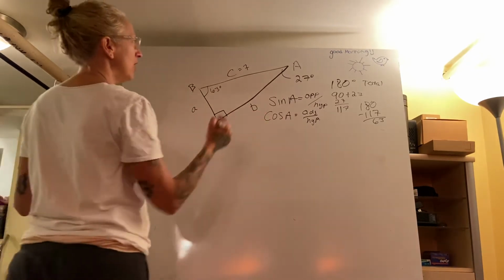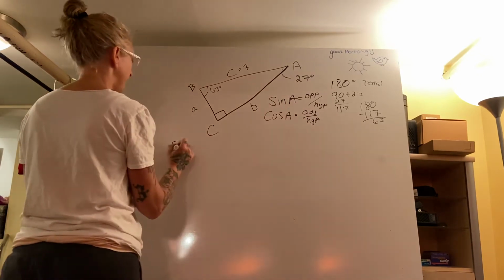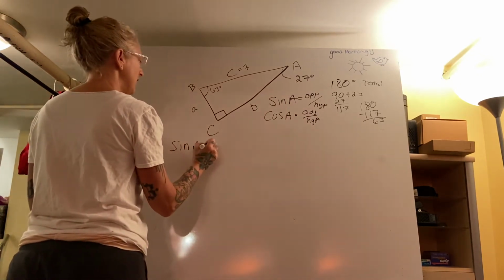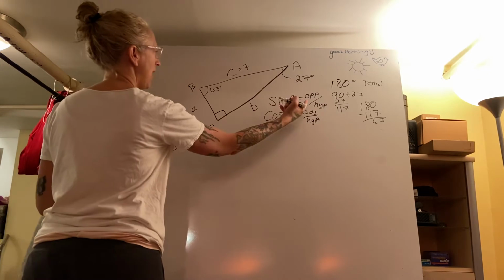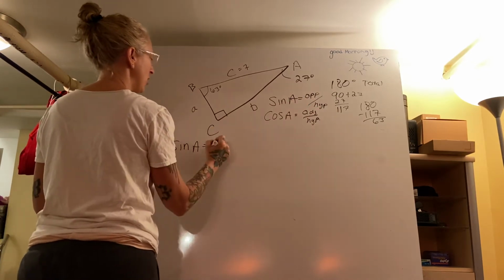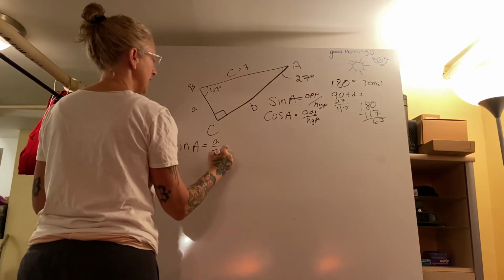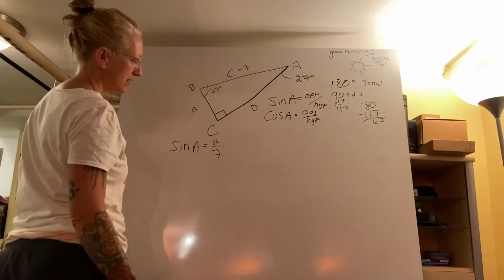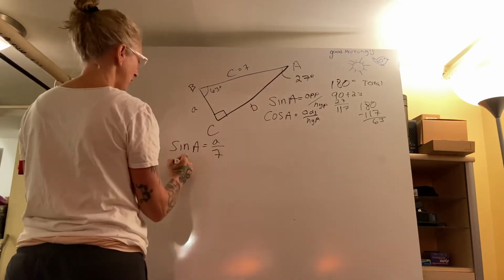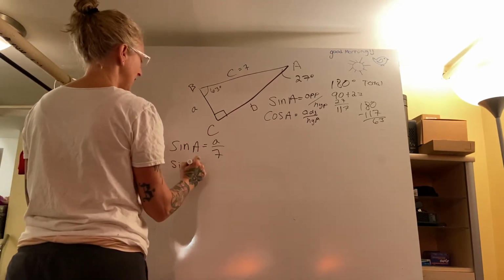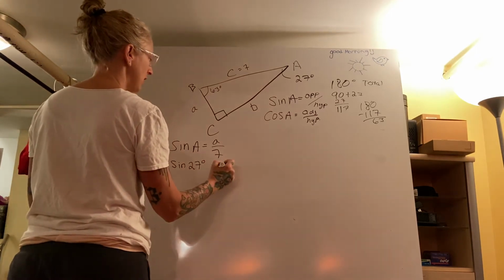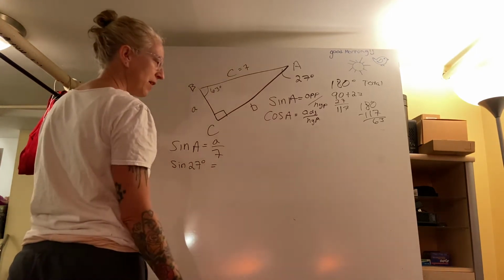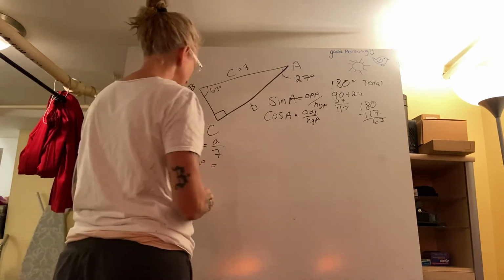All right, so we have the sine of angle A. The sine of angle A equals opposite over hypotenuse. So we don't know what A is, but we do know what the hypotenuse is. So now we have sine of 27 degrees equals, shoot, and I'm using my phone right now. Let me look at the calculator, at the computer.